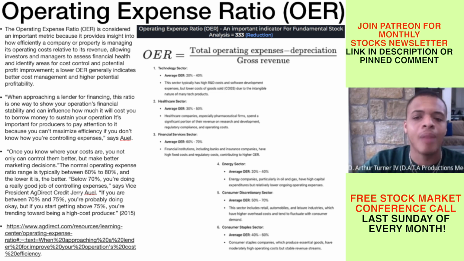Okay. And one thing you have to understand is there are 11 different stock market sectors currently in the stock market. So each sector is going to have a different OER depending on what their business operation is.